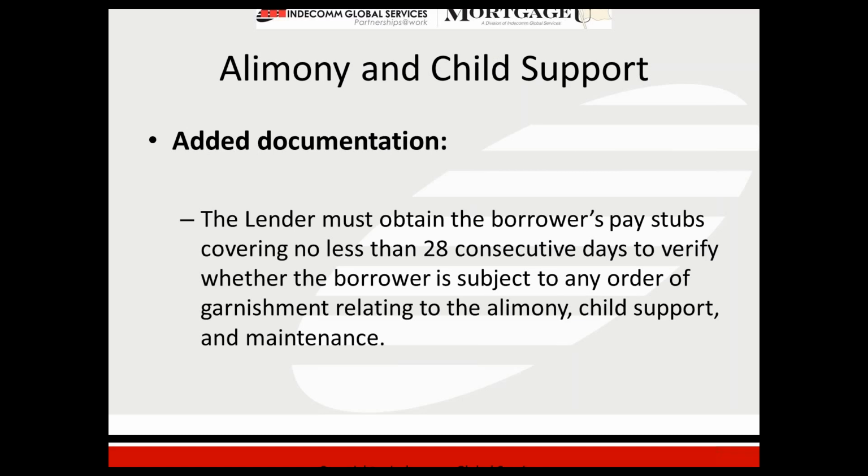Alimony and child support, when it comes to liability, you're still collecting your pay stubs from your borrowers, looking at the pay stubs to make sure that they're the most current and you're calculating income to qualify. But we also have to take a look at least 28 days of pay stubs, the most current 28 days, to make sure that the borrower is not subject to any order of garnishment relating to alimony, child support, and maintenance. Because if they are, then you have to go down that road with including that with the liabilities and the DTI and so forth.